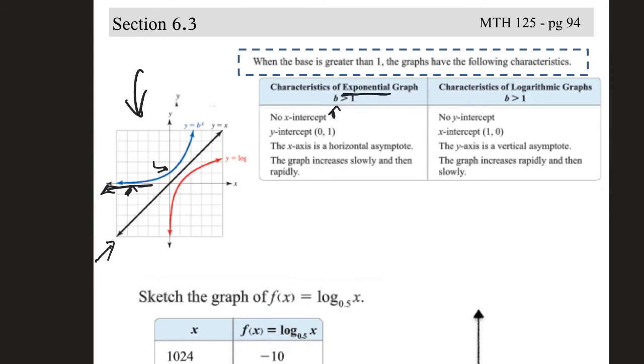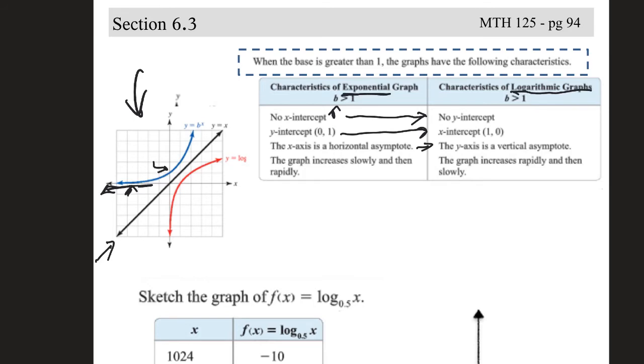And then I want you to notice some things about its inverse, the logarithmic graph. There's a lot of opposites here. For instance, the exponential graph had no x-intercept. Well, the log has no y-intercept. The y-intercept is (0, 1). The x-intercept is (1, 0). The x-axis is a horizontal asymptote. For the log one, the y-axis is a vertical asymptote.